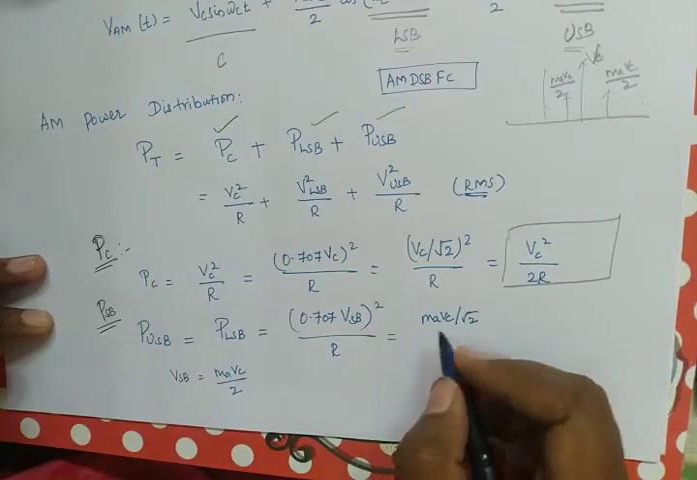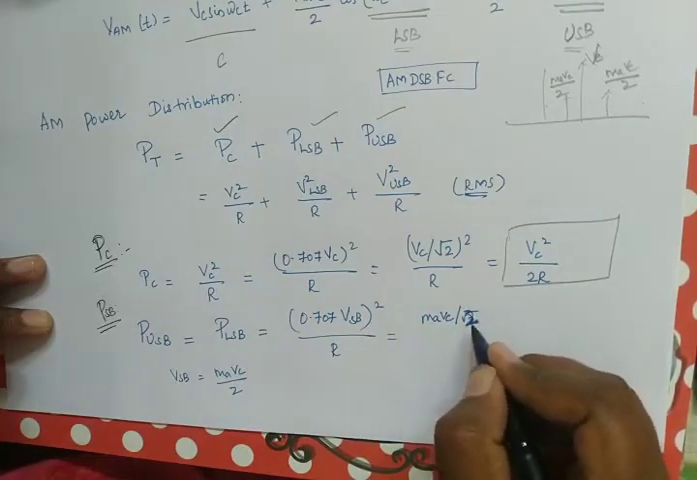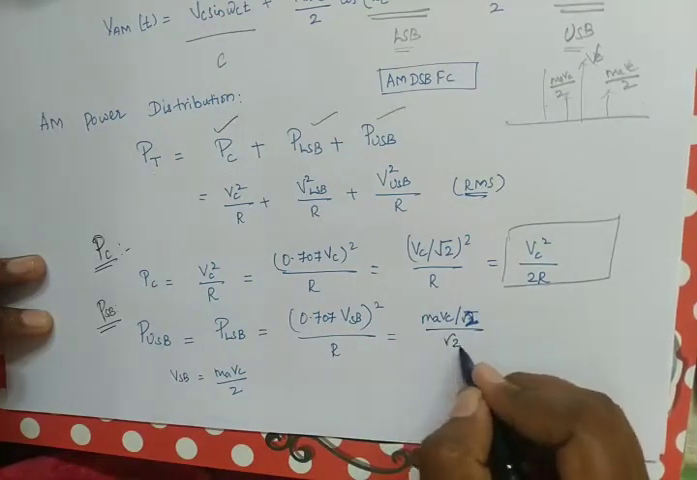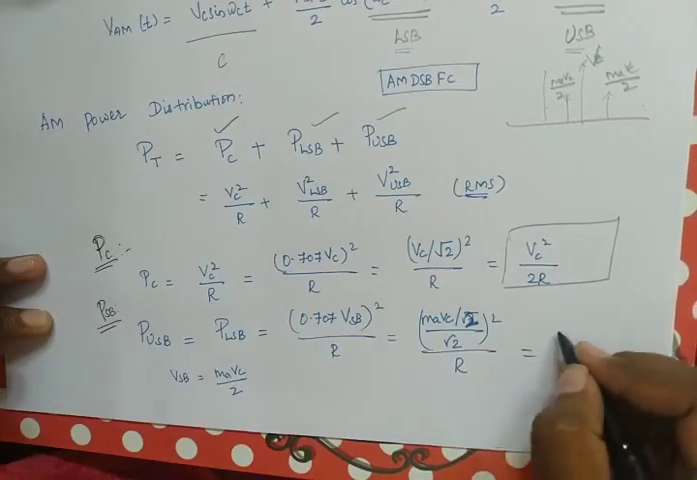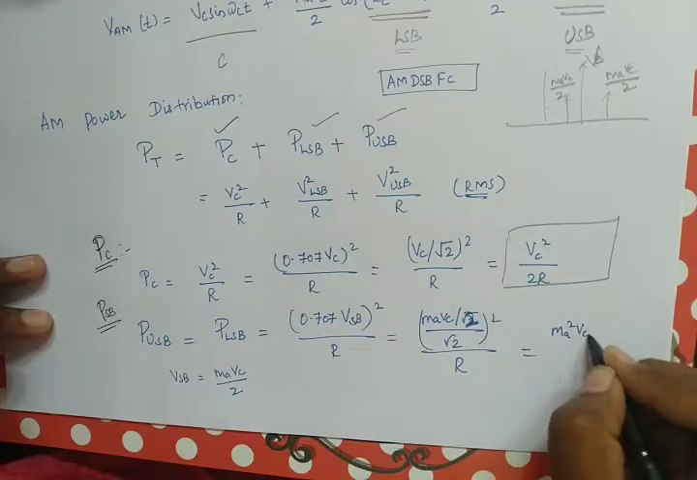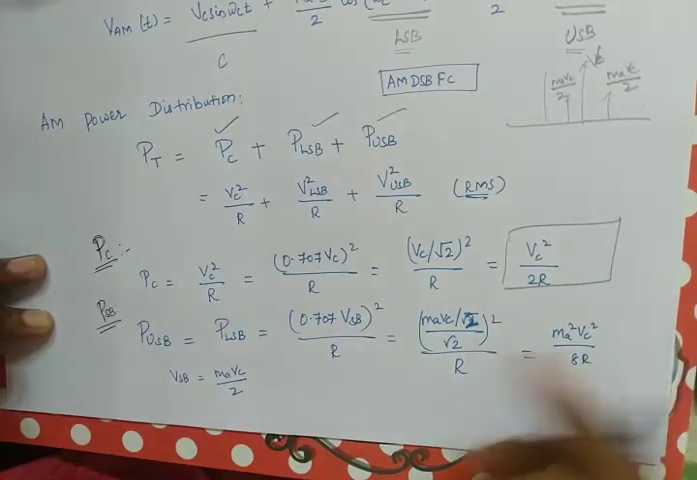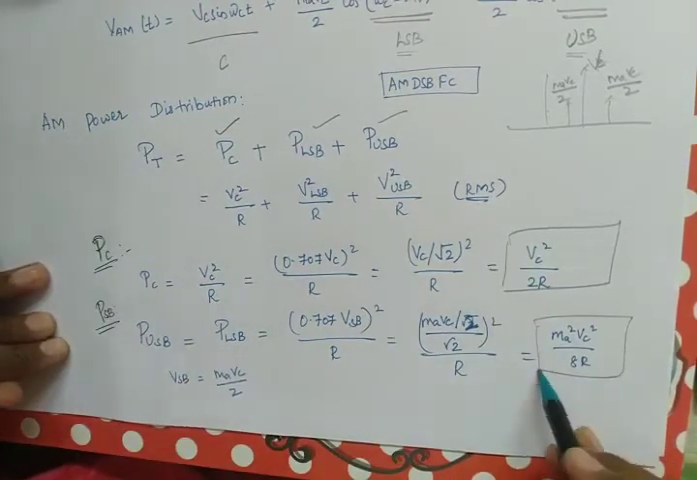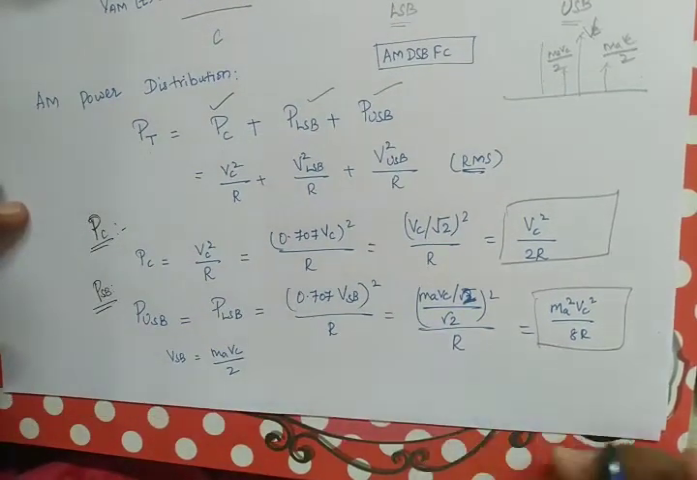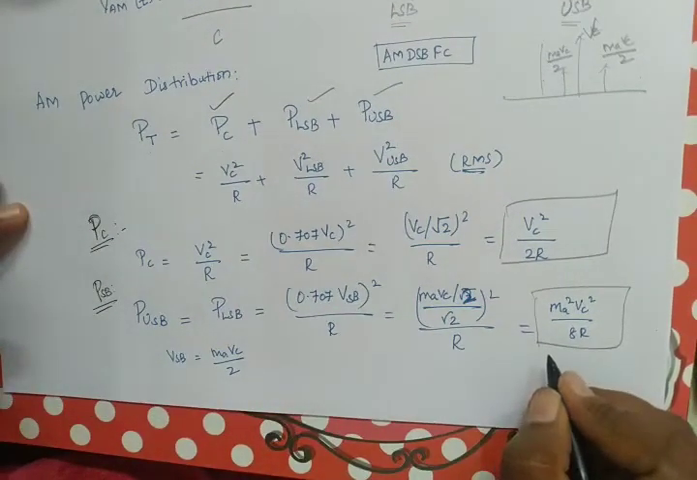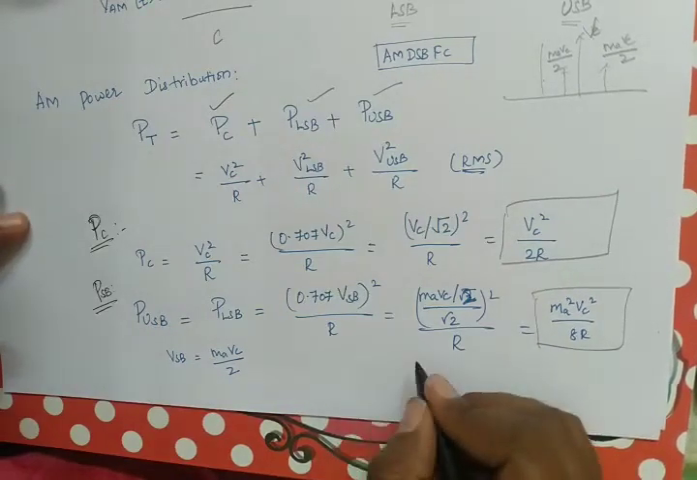So (MA VC by 2) the whole divided by root 2 the whole square divided by R. Therefore we can write this as MA square VC square divided by 8R. This is our lower sideband, upper sideband power. Now we can write this as MA square VC square.